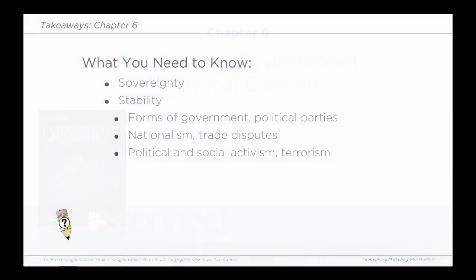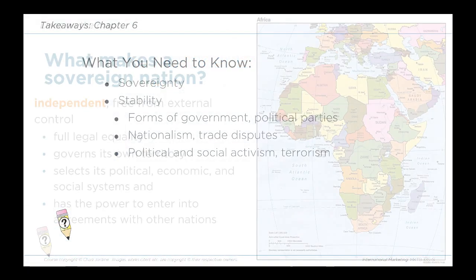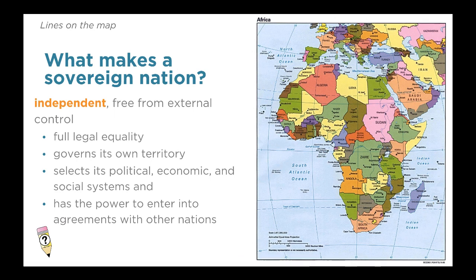Jumping into chapter 6, here's the Cliff's Notes. The first principle to talk about is sovereignty. What makes a country sovereign? The textbook definition is that sovereignty means that a nation is independent. There is no higher power to control it. So it has full legal equality with another country.